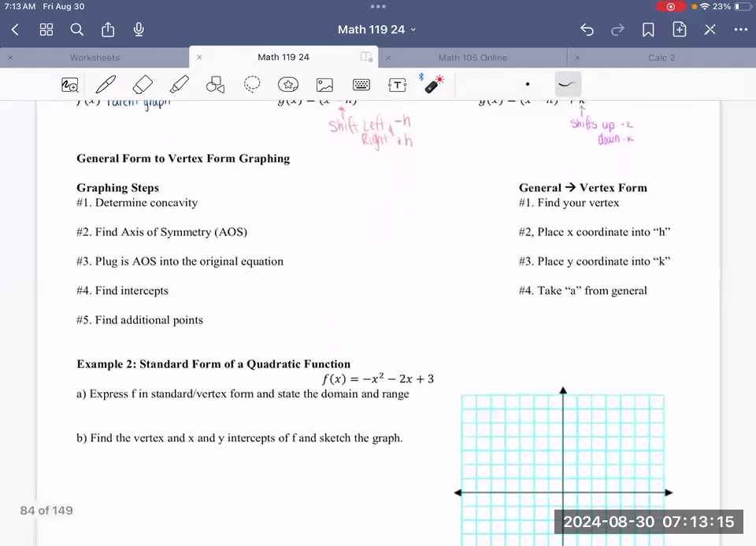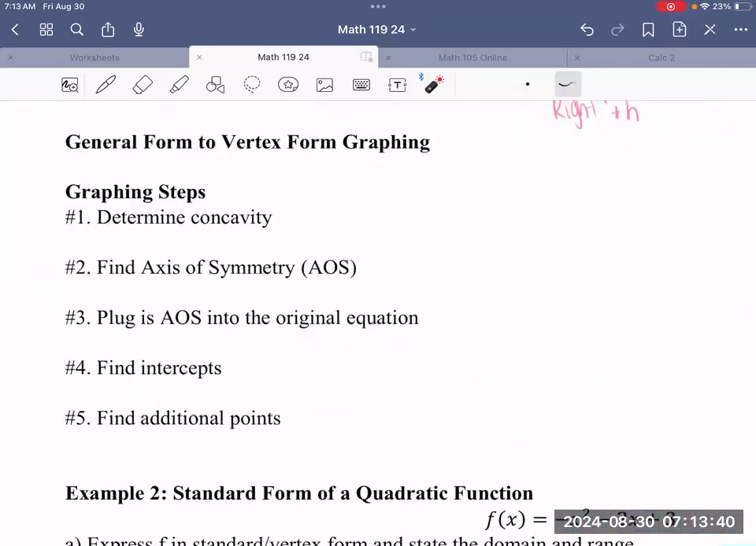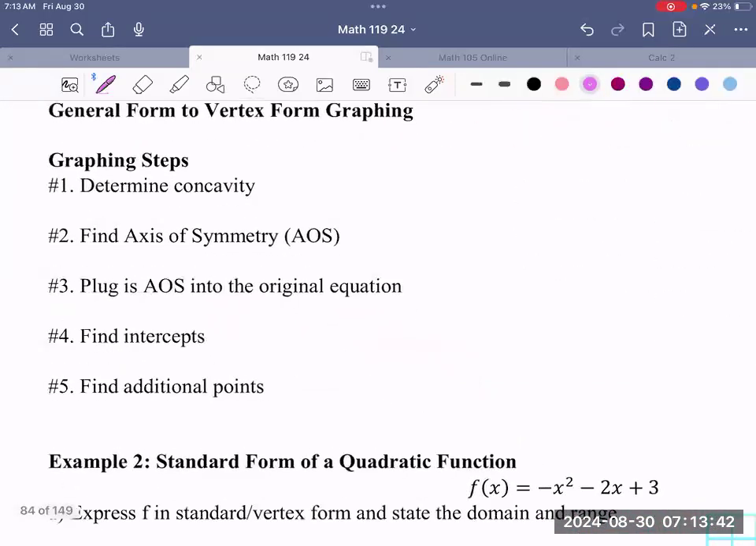Now let's talk about a little bit more graphing methods, but this time when your graph is no longer in vertex form. So you'll notice that the form down here is just in that general form. Because it's in a different format, we need to figure out how to graph it in a different way. Thankfully, we have some steps for you to follow here. It says determine concavity. So first, we're going to determine your concavity by looking at your A value.